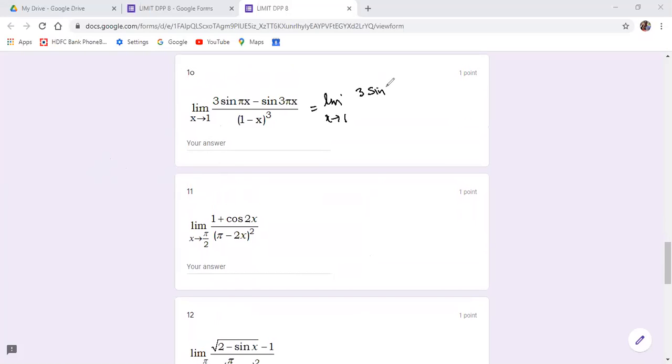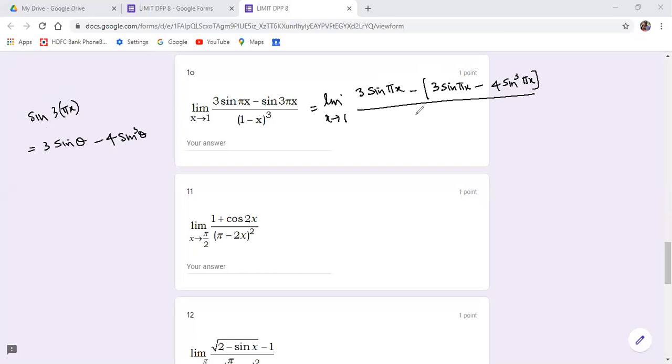Let me first teach you this. Sine 3 theta. We can split it as 3 sine theta minus 4 sine cube theta. So I'll write 3 sine pi x minus 4 sine cube pi x, where theta is pi x, divided by 1 minus x whole cube.